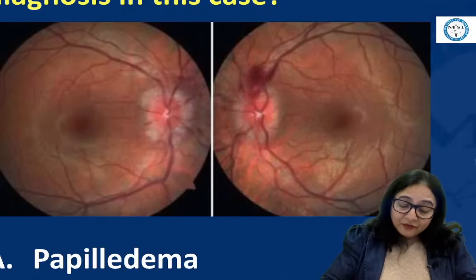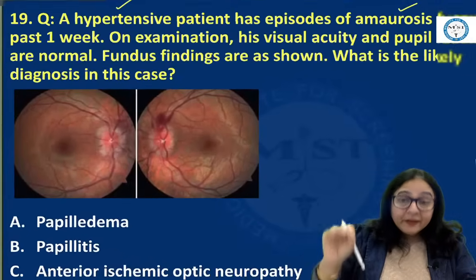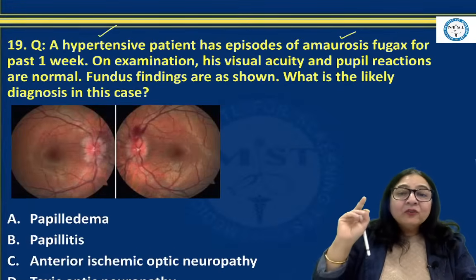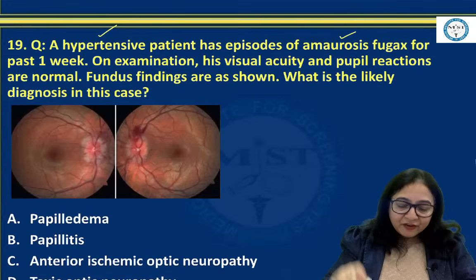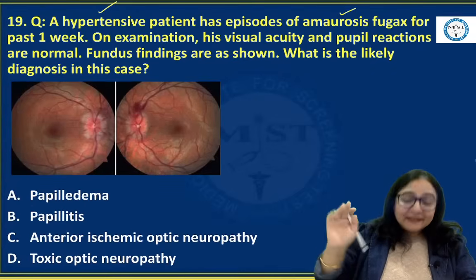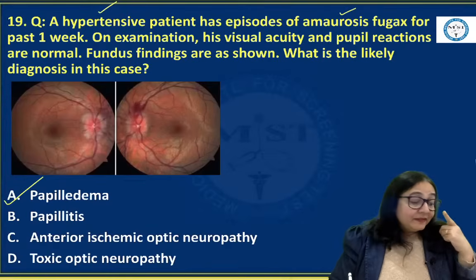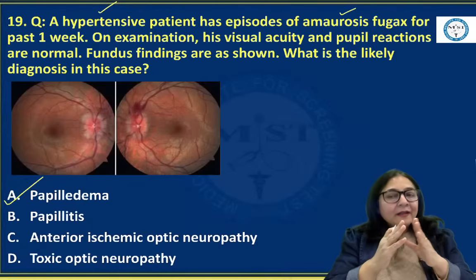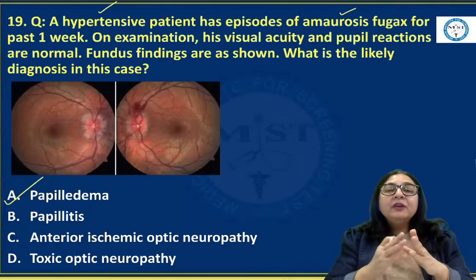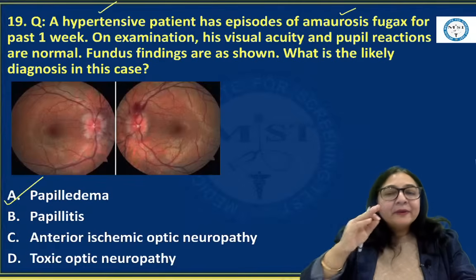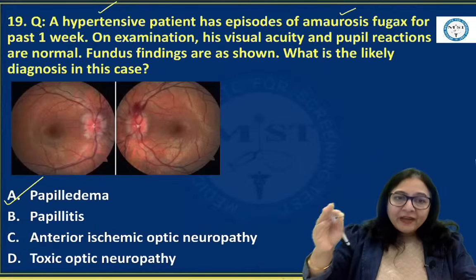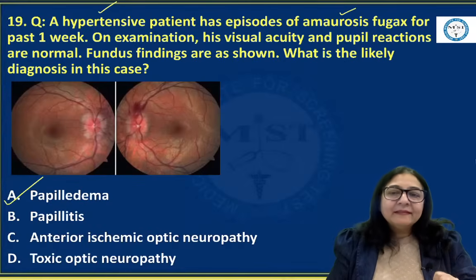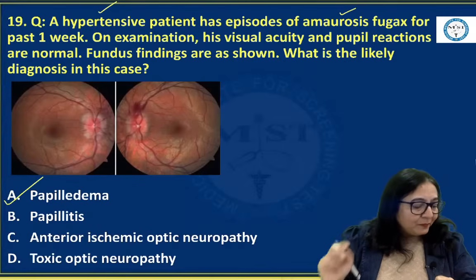Okay, right? So when there is disc hyperemia or disc edema, along with episodes of amaurosis fugax, normal visual acuity, and normal pupil reactions, that indicates that this is a case of papilledema. Especially in early stages of papilledema, there is no change in the visual acuity or pupil reactions. If papilledema persists for a long time, when it becomes chronic, then there is change in visual acuity as well as RAPD. Okay? So please remember this.